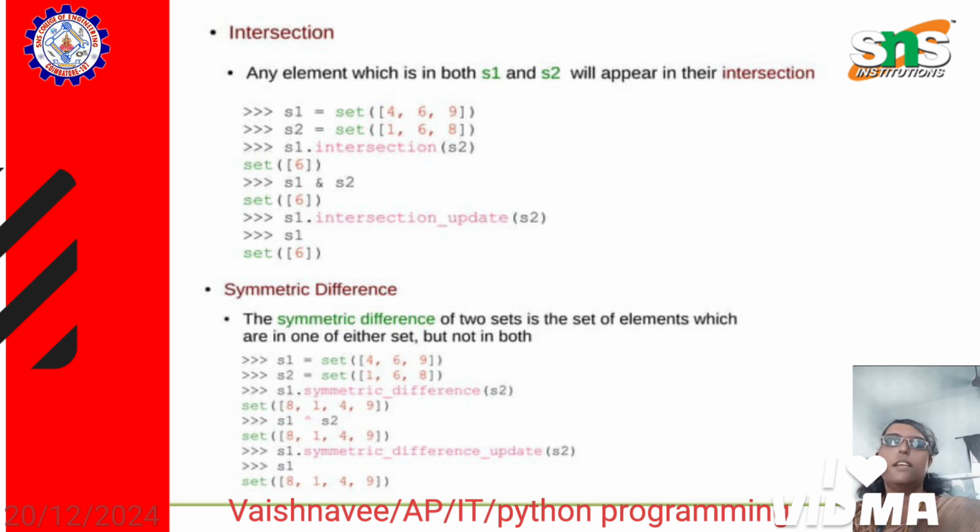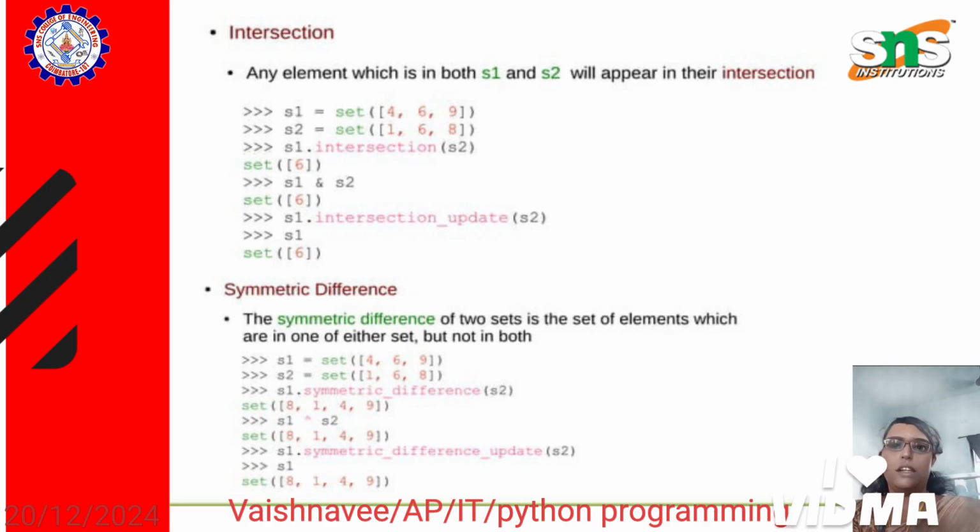The intersection is also represented by the ampersand symbol. So S1 ampersand S2 will give the intersection. Other than that, we can use S1.intersection_update(S2), which will also give the intersection value of 6. Only 6 is the value intersected here. If 1 is repeated, then it will give 1, 6. This is about intersection.